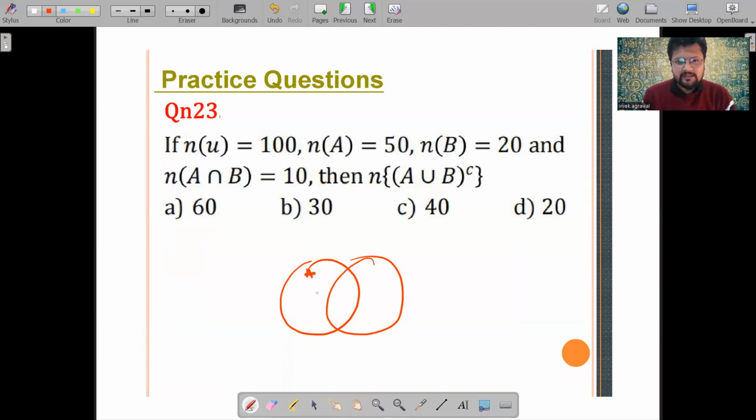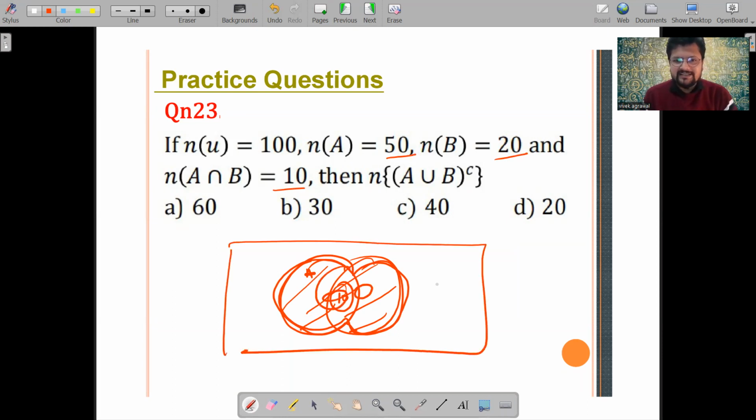The number of elements in A is 50, the number of elements in B is 20, and common to both is 10. So the number of elements in this whole union will be 50 plus 20, 70 minus 10, that is 60. So outside this boundary, how many elements will we have? 40, because the total number of elements in the universal set is 100. So the complement of A union B would be 40 itself.